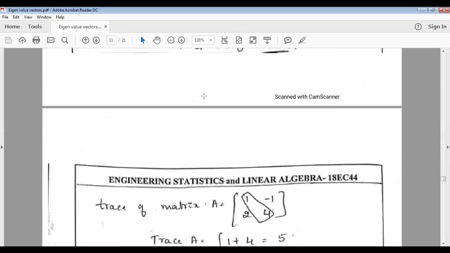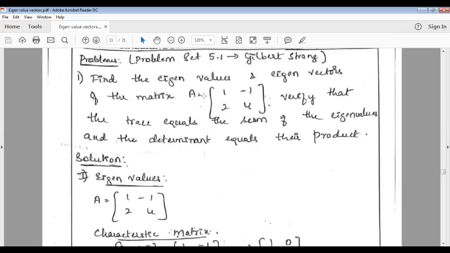Yeah, so there's a problem on trace. This is a problem which I solved from the prescribed textbook, which is Gilbert Strang. So the question is, are you able to see the PDF, everyone? Anyone, are you able to see the PDF? Yes, sir. Okay.